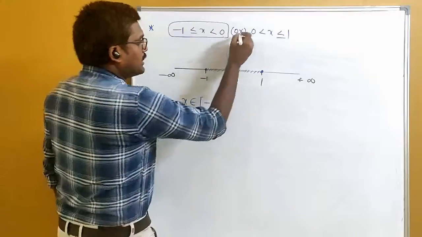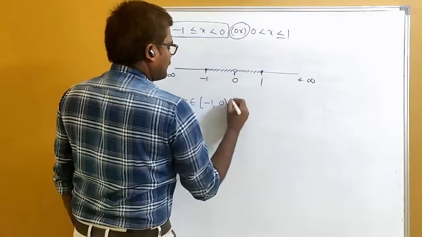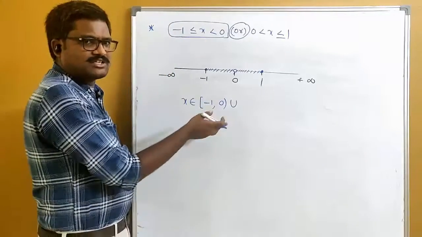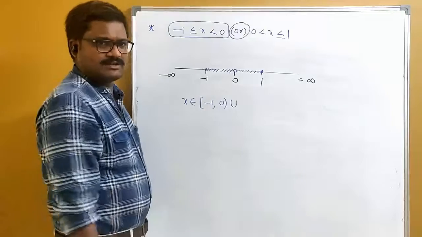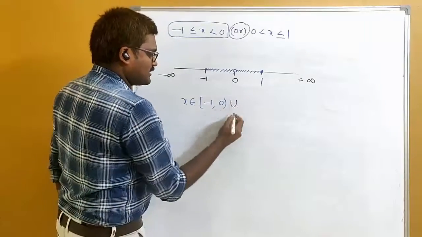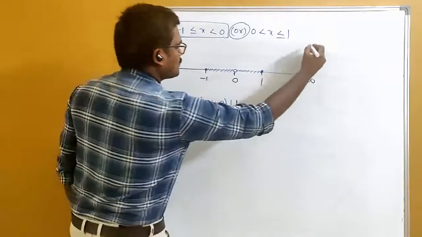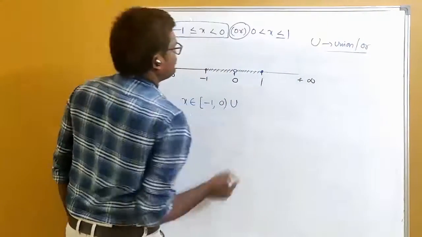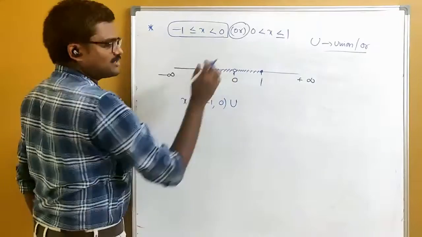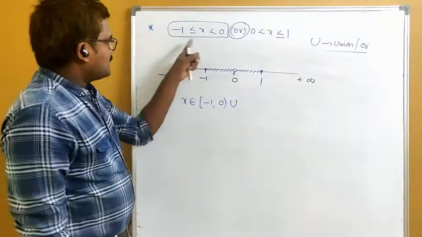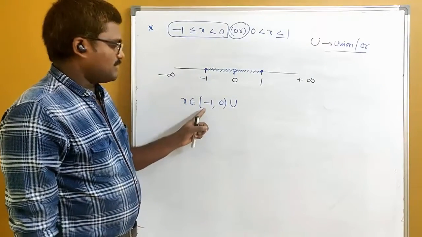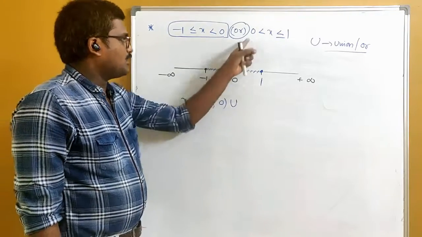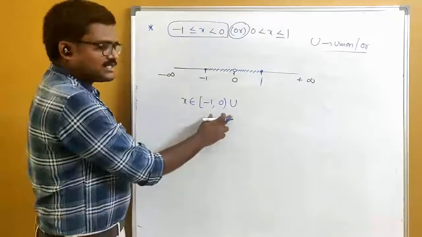Understood? So generally, union means OR. When I start set theory, I will tell you. In the next session, I will explain about sets. In sets, there is one notation called U. It is called union. Union means OR, that means either this or this. That is, X takes either the values between closed -1 and open 0, or open 0 and closed 1. This is just a symbol.